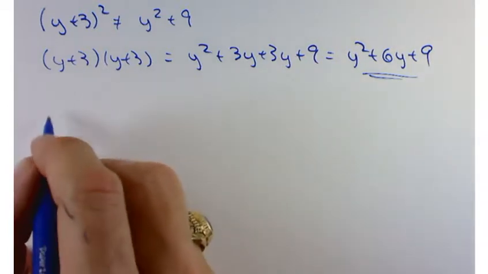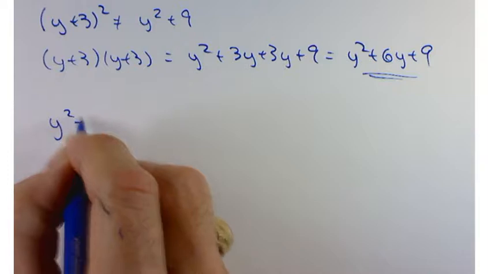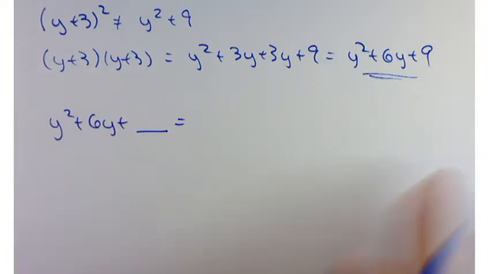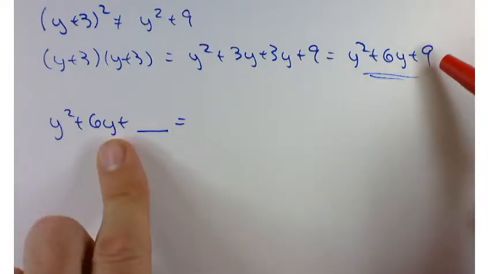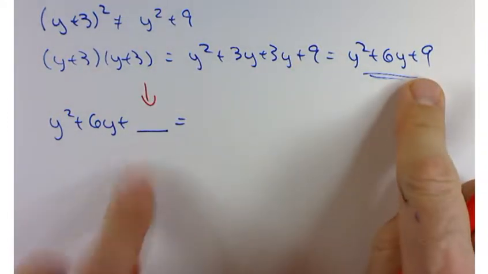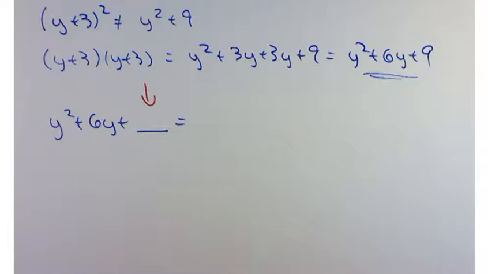So if I was reversing this process, if I had y squared plus 6y plus something, then what I need to do is a process called completing the square. So somehow or another, I need to be able to look at this and realize that, you know what, I need a 9 here. How am I going to look at this and come up with 9? What's the trick that I need to do here?